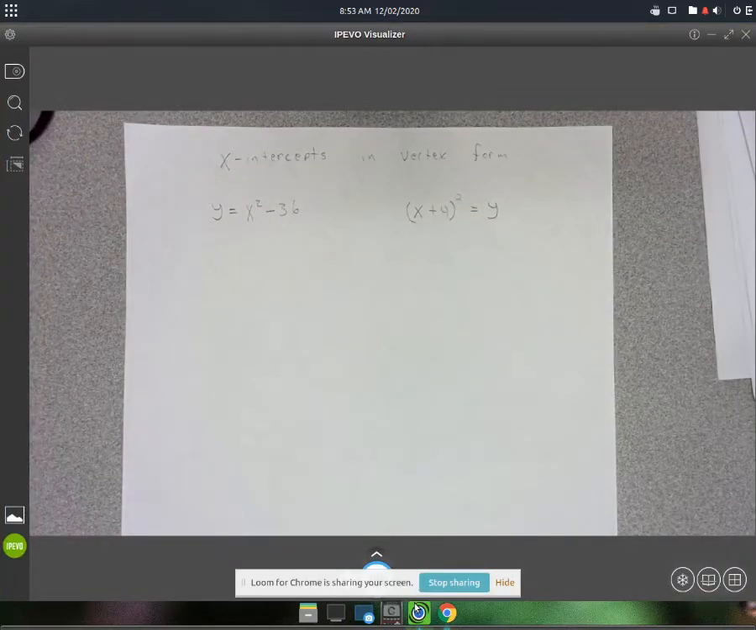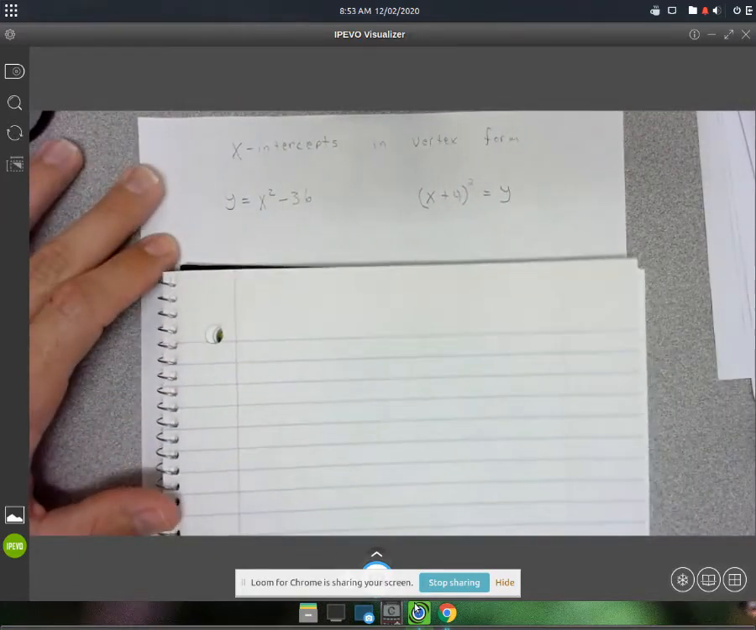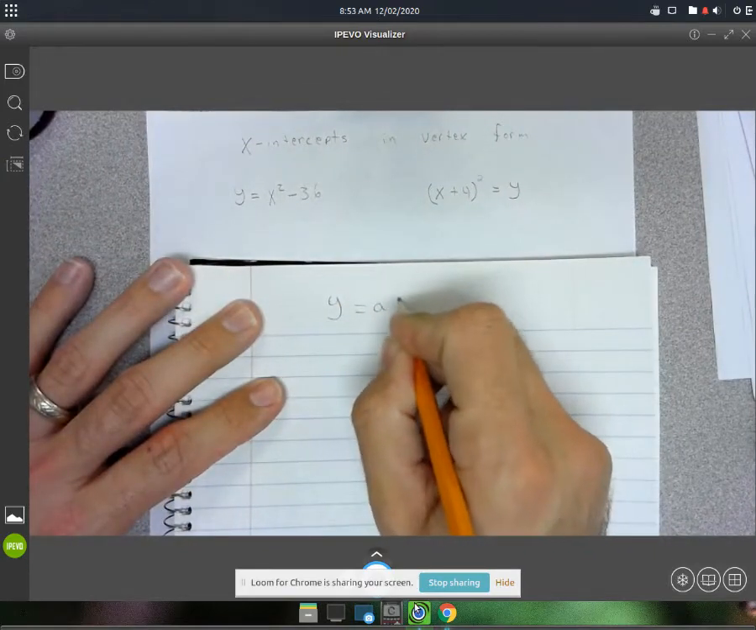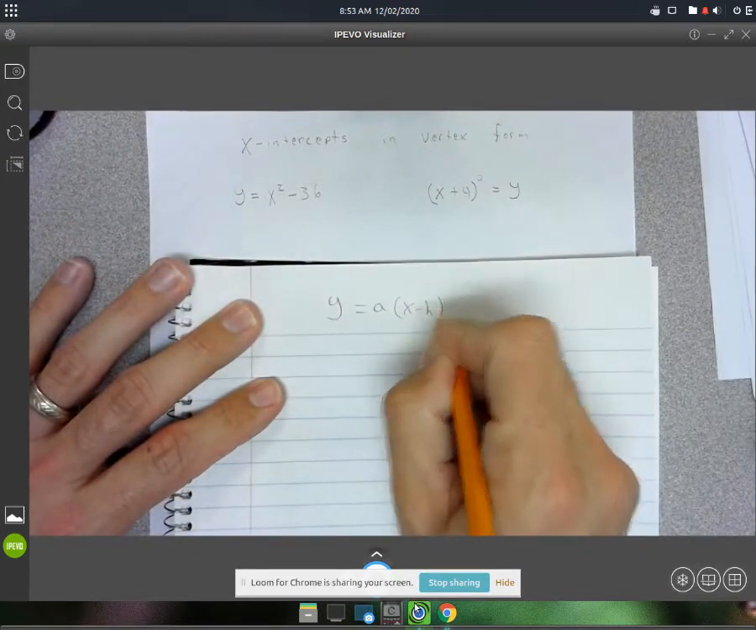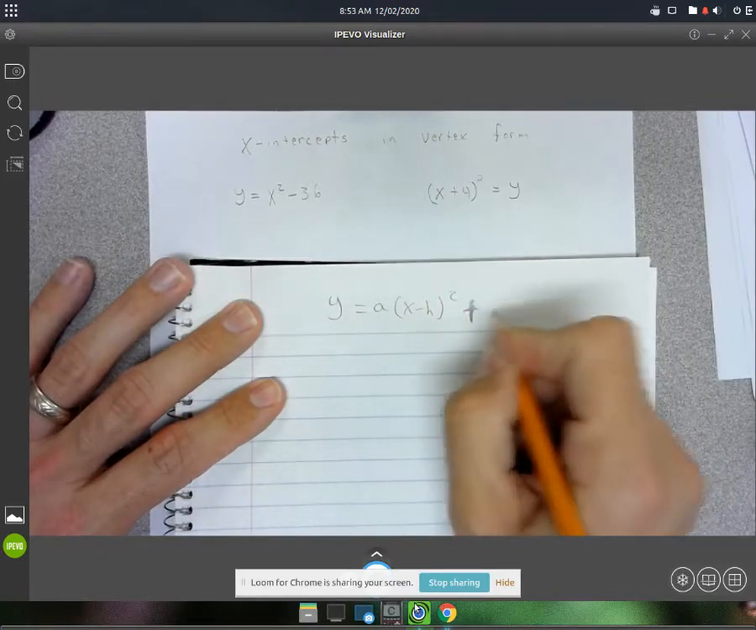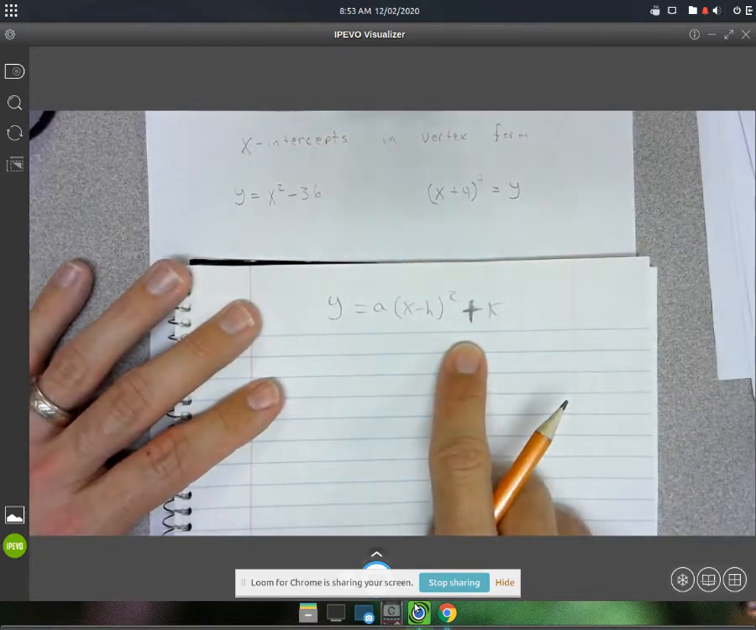In this video, I'm going to go over how to find the x-intercepts of something that's in vertex form. Now, these two are in vertex form, but they're kind of special cases. So here is the general form. That's plus k. That's the general form for something in vertex form.